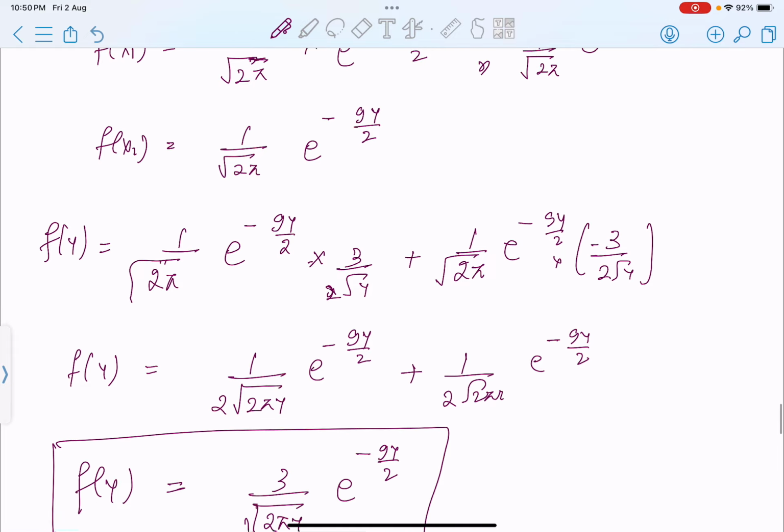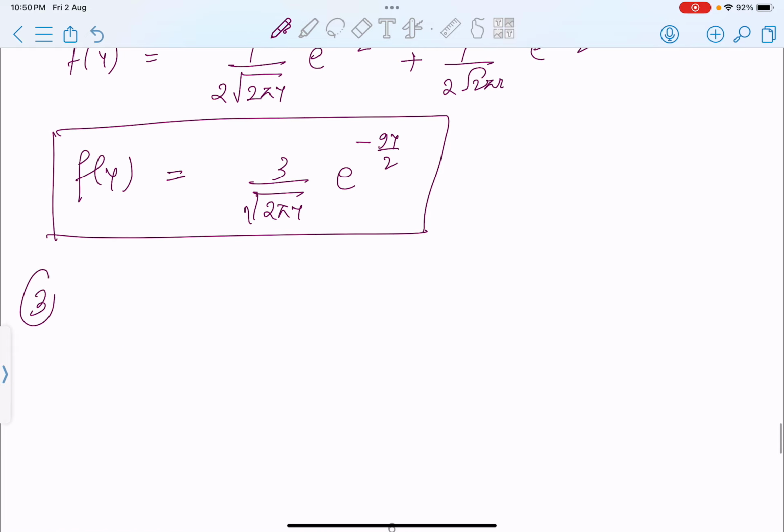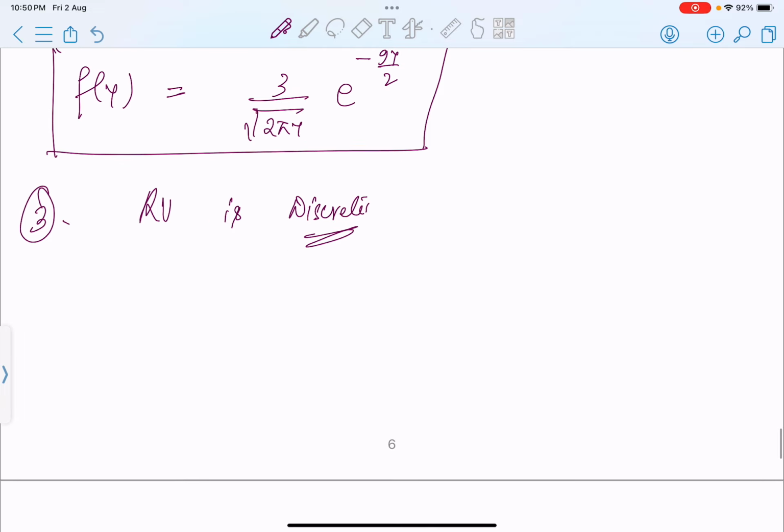Okay, this is how we transform. And now coming to the third category, which is when the random variable is discrete. When it is discrete and not continuous, we just have to map this probability from x to y. How?